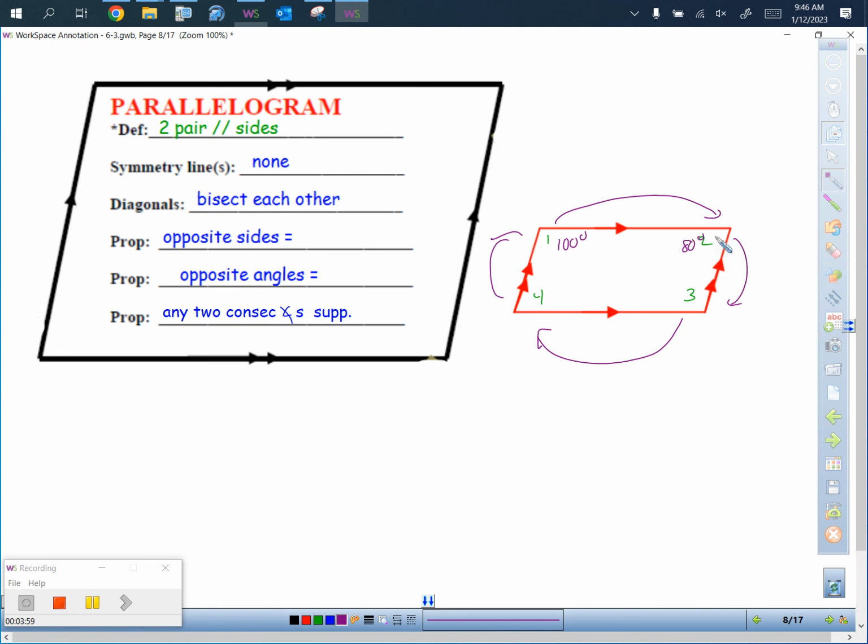80 degrees. And then how about this? These are consecutive angles, right? If this one's 80, how much has that one got to be? 100 degrees. Look at that. Boom. Aren't those supposed to be the same anyway, right? And then how much has this one got to be? 80 degrees. So, boom, those opposite angles are equal. Any 2 consecutive angles are supplementary.